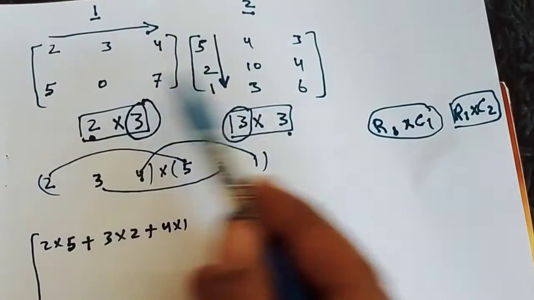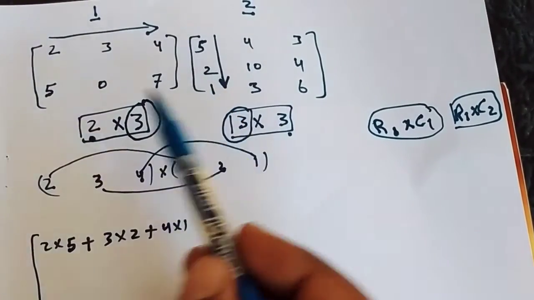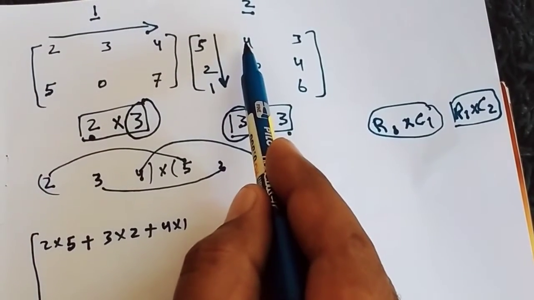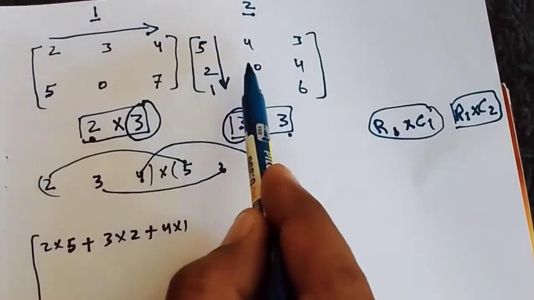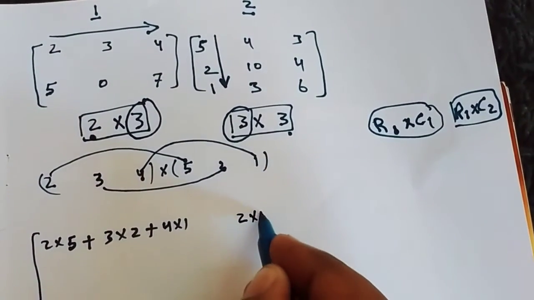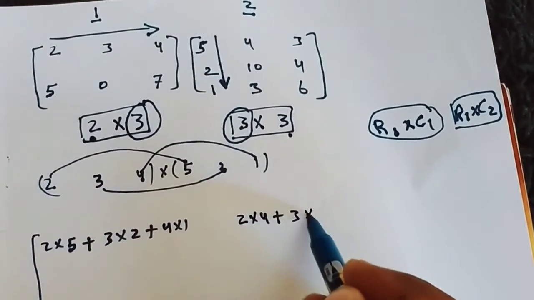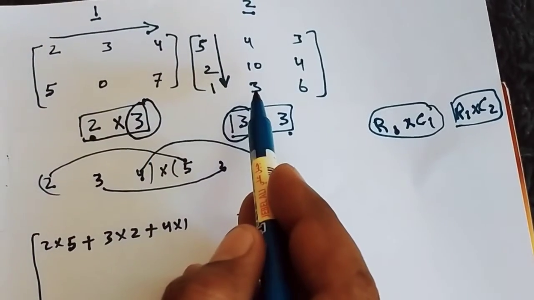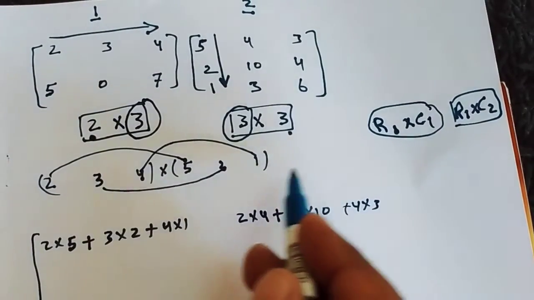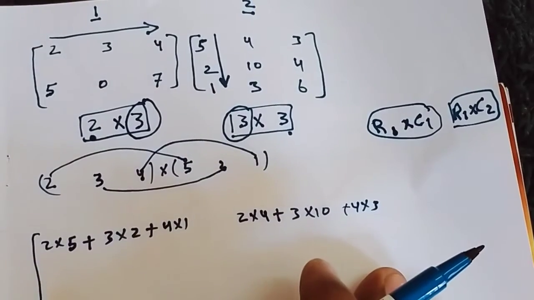How many columns we have? We will multiply according to the given matrices. Understand, my dear? So first row with the second column now. So 2 multiply 4, first element with first element, second with second, third with third. So 2 multiply 4 plus 3 multiply 10, then 4 multiply 3 plus 4 multiply 3. This is the second element of the answer matrix.